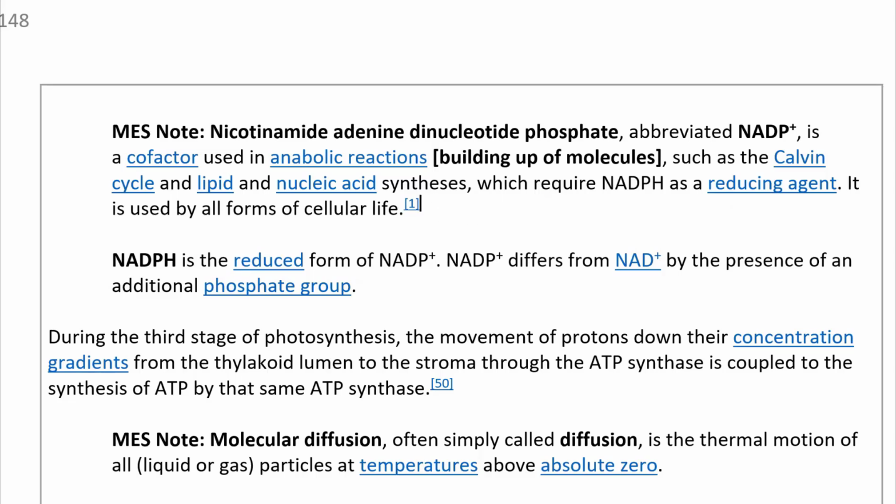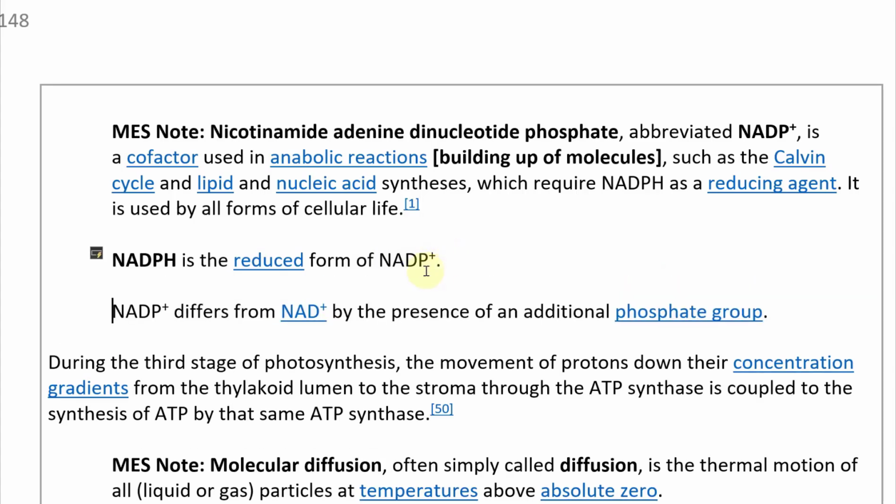So NADPH is the reduced form of NADP+, and NADP+ differs from NAD+ by the presence of an additional phosphate group. This is the reduced form, so it gained electrons. Very, very similar here. This has a phosphate, and otherwise you have NAD, nicotinamide adenine dinucleotide. If you add the phosphate, you get NADP+, and if you remove it, you get NAD+.